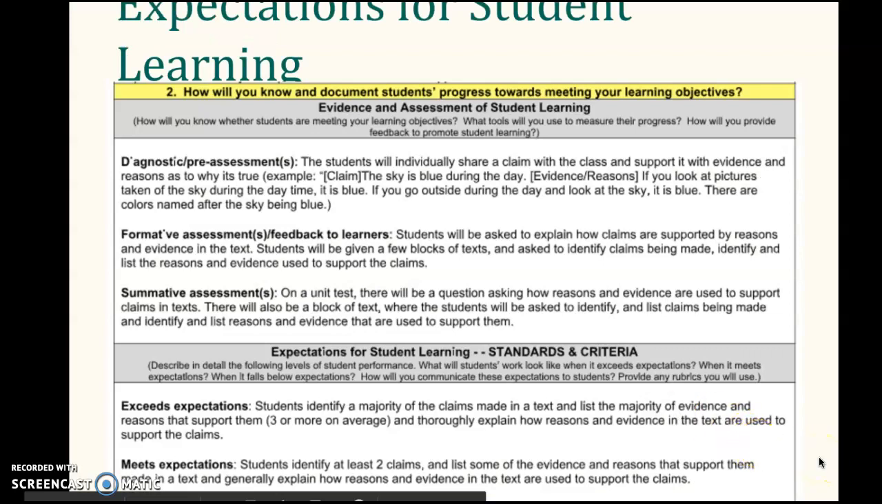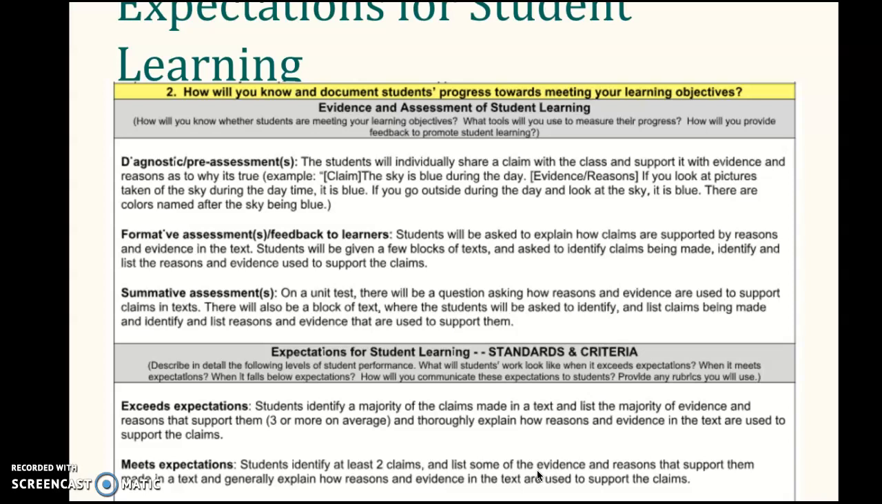So what meets expectations: students identify at least 2 claims and list some of the evidence and reasons that support them made in a text and generally explain how reasons and evidence in the text are used to support the claims. I know that sounds really wordy, but think about what that says. The assessment just says that students are going to identify claims. Well, you expect to see 2 of them identified, right? And you would at least want to see some of the evidence and reasons from the text pulled out. It's not saying all, because this text might have a ton of extra information, and that's not really what you want. But see how clear that is?